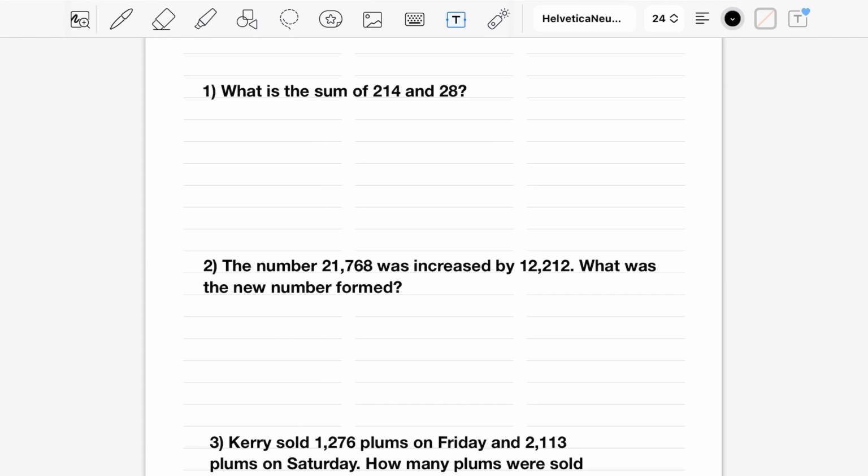What is the sum of? The number was increased by. And lastly, how many plums were sold altogether? So these are the same keywords that we saw earlier.